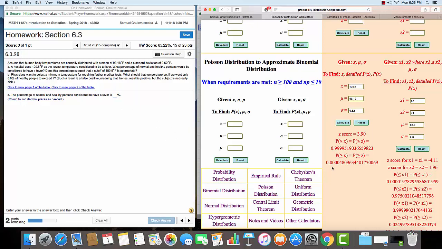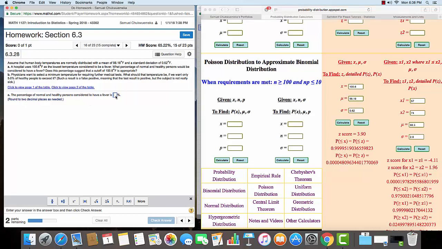You're going to be looking at this one here because it says a hospital uses 100.6 as the lowest temperature considered to be a fever. What percentage of normal and healthy persons would be considered to have a fever? So if this is the lowest, this means actually that it's less. These are the percentage that has less than 100.6, and this means it's just 0. You just put 0 here.